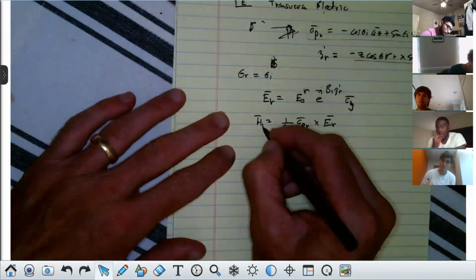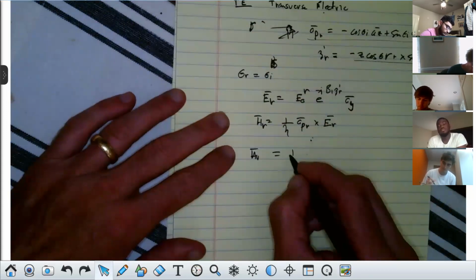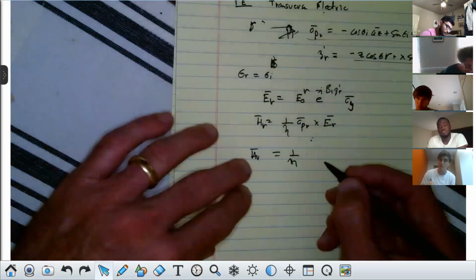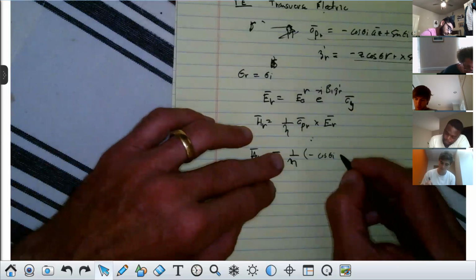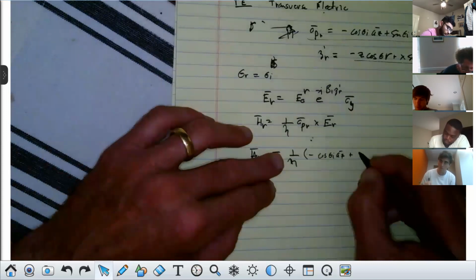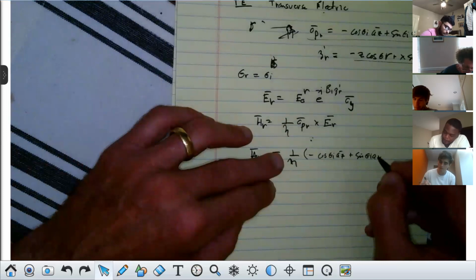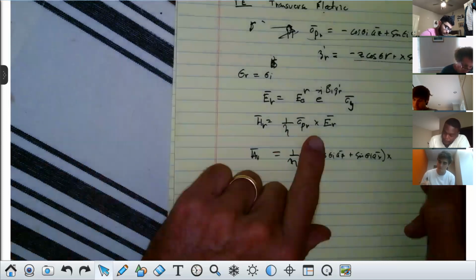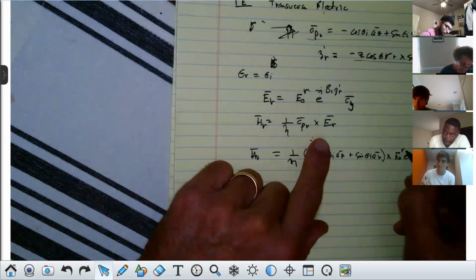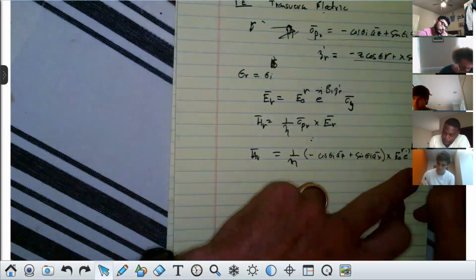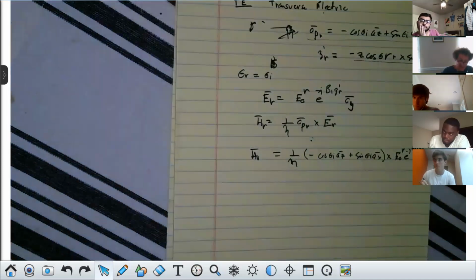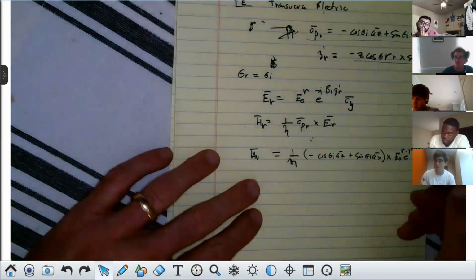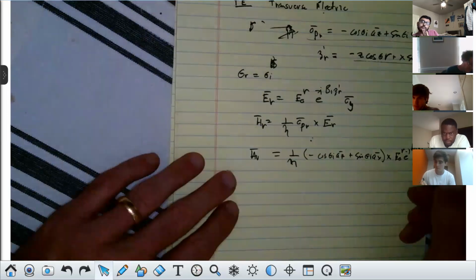I find that H reflected here would be 1 over eta, times this unit vector, which would be minus cosine theta incident AZ plus sine theta incident AX, crossed into E naught R e to the minus j beta 1 ZR prime AY. You can all see that this gets a little, there's a lot of redundancy and it's a little nerve-wracking, but you have to do it one time to appreciate it. Now, when I have that, what does H reflected actually become?